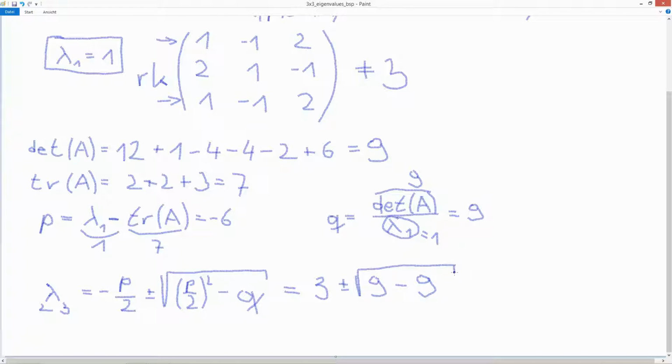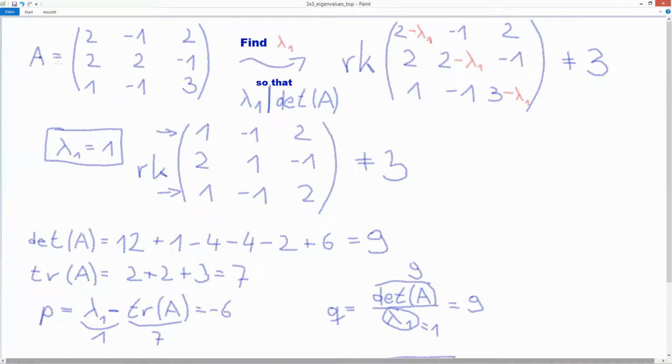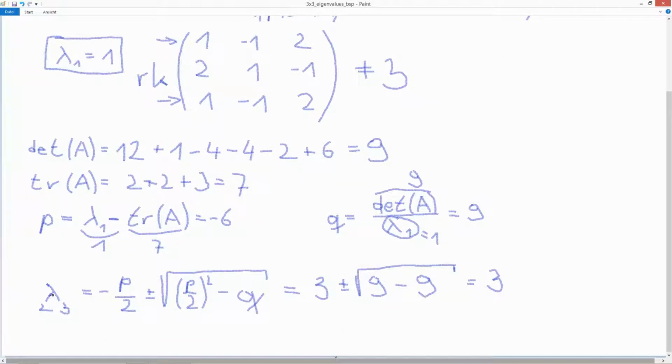So in the end, we get for the other two eigenvalues that these two eigenvalues are identical and they are 3. So the other eigenvalue is lambda is equal to 3 and it has multiplicity 2. Okay, now we have found all the eigenvalues of the matrix A. So here we have the first eigenvalue, which we guessed, and here we have the other two eigenvalues, which are actually just one eigenvalue with multiplicity 2.